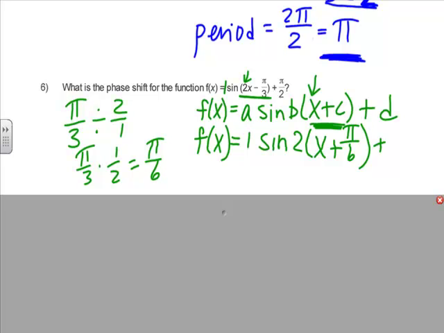And then plus pi over 2. Okay, but this problem is talking about the phase shift, and so when I see this plus pi over 6 here, and it's not a plus because this is a minus, so I take that back, this is a minus pi over 6. So that means that my phase shift is actually plus pi over 6, or to the right pi over 6.